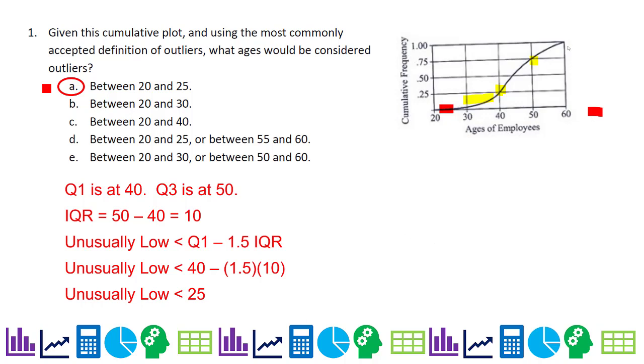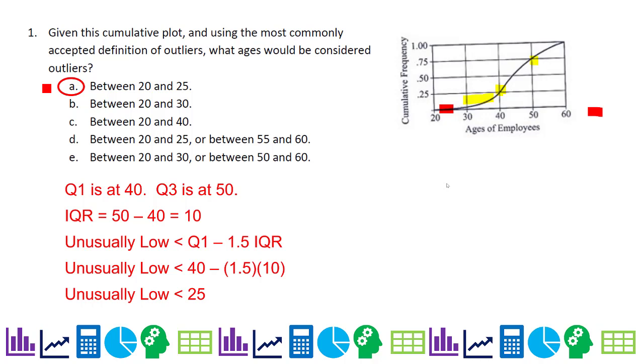So 100% of our data, the way to look at these, is from 20 to 60. 25% of our data is from 20 to 40. Another 50% of our data, that middle box, is from 40 to 60. And then the last 25% of data is from 50 to 60. So that was a 50 there, not a 60.